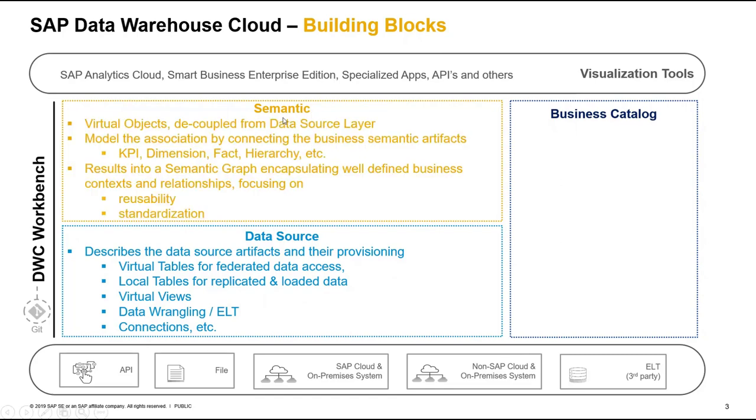On the semantic layer, we're providing the capability of virtual objects which are decoupled from the data source layer. So we're able to provide a semantic environment which can be decoupled from the data source layer, which also enables a nice way for integration with additional data sources once you establish a stable semantic layer. The semantic layer provides the model capabilities of connecting the business semantic artifacts like KPIs, dimensions, facts, hierarchies. It will result in a semantic graph to encapsulate the well-defined business context and relationships by focusing on reusability and standardization.